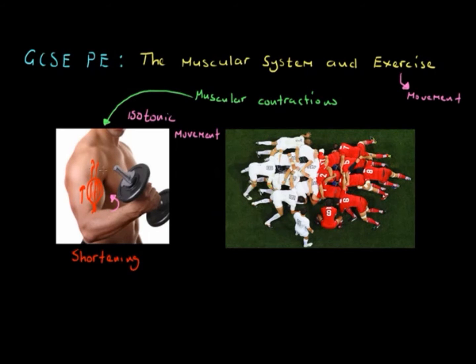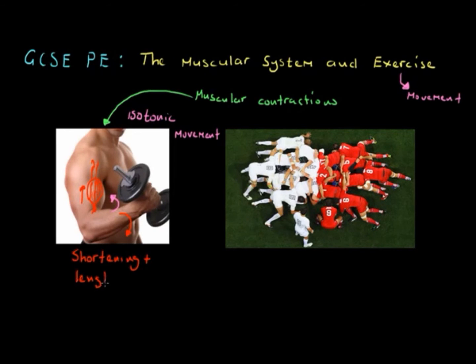So we know that an isotonic movement is characterized by muscles moving. In this case the bicep is shortening on the upward phase, and on the downward phase it's lengthening. And the tricep is contracting and shortening. So an isotonic movement is characterized by muscles shortening and lengthening.